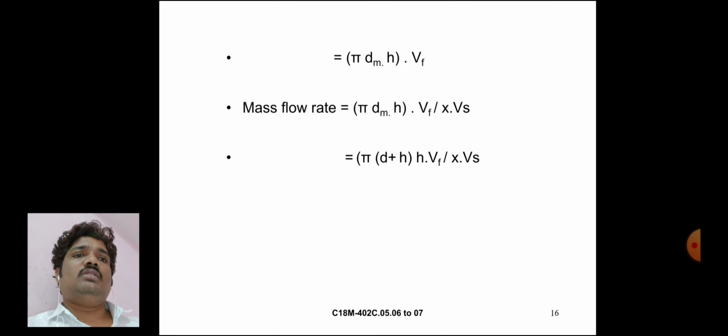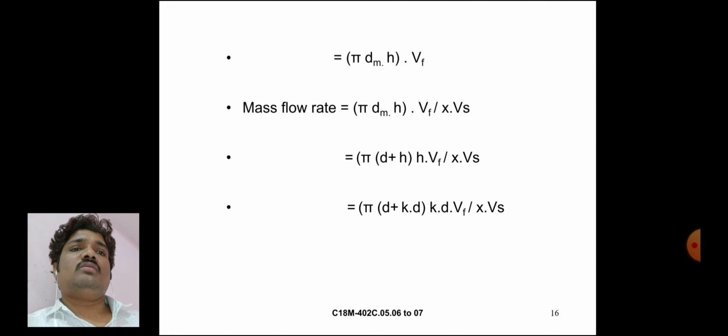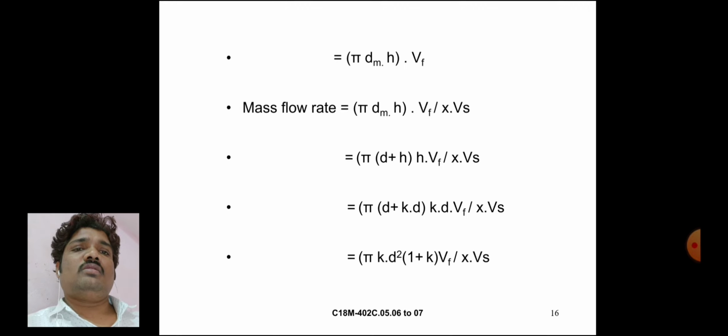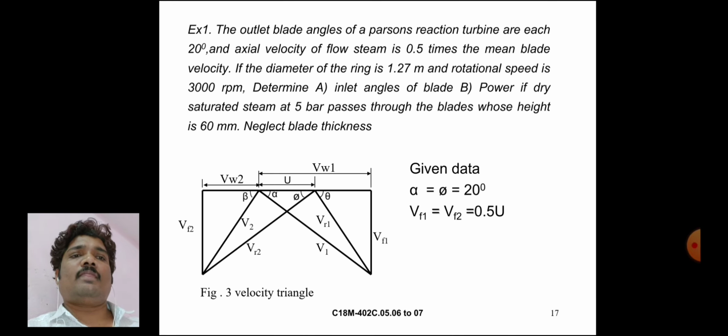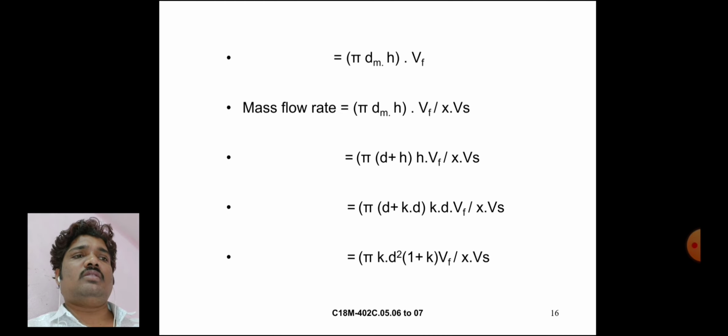Phi d plus h Vf by x Vs, into d plus k d kd Vf by x Vs. Phi k d square by 1 plus k Vf by x Vs. This equation, with this equation.